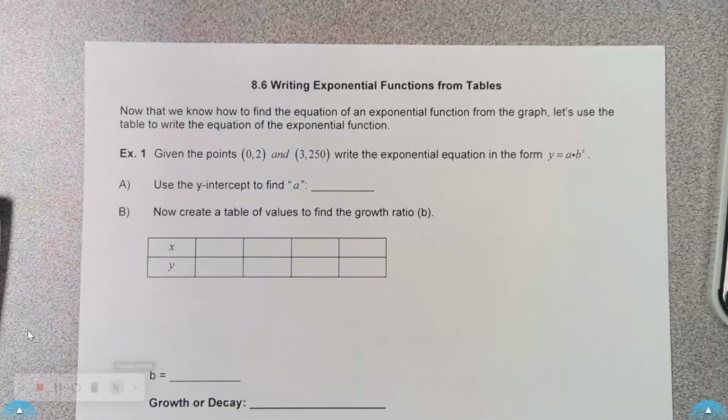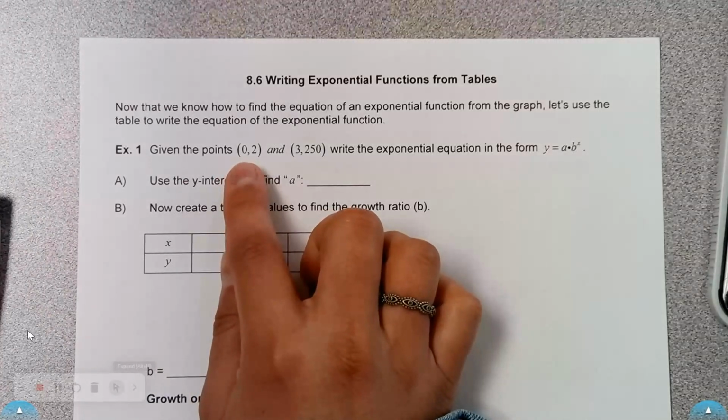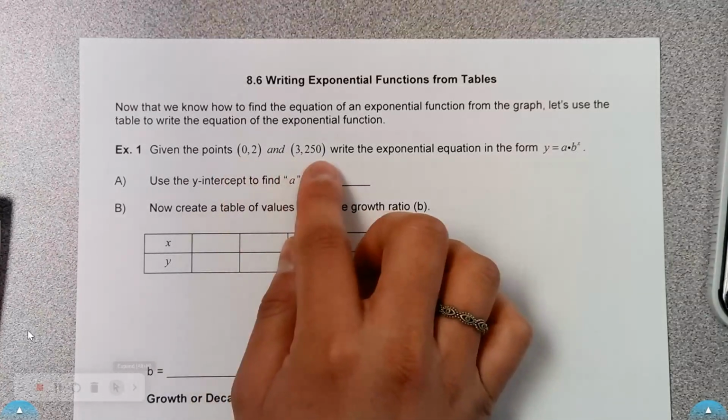All right, this is lesson 8.6, writing exponential functions from tables. And so now that we know how to find the equation of an exponential function from a graph, we are going to then apply what we know and find the equation from a table. And so if we look at problem number 1, they give us 2 points. They give us 0, 2, and they give us 3, 250.